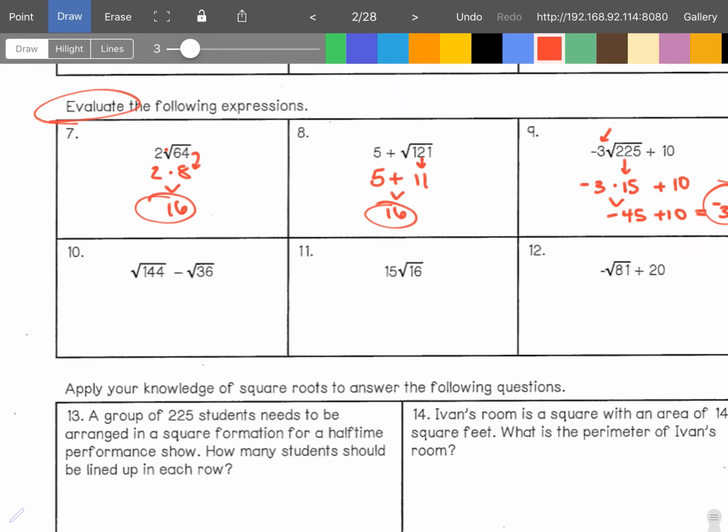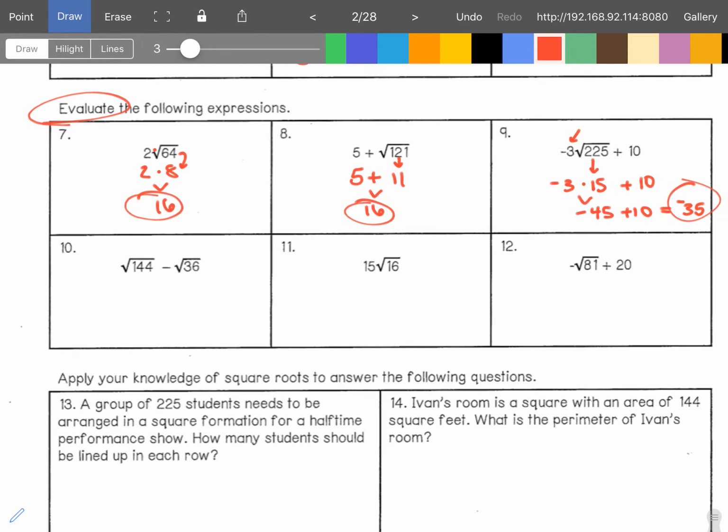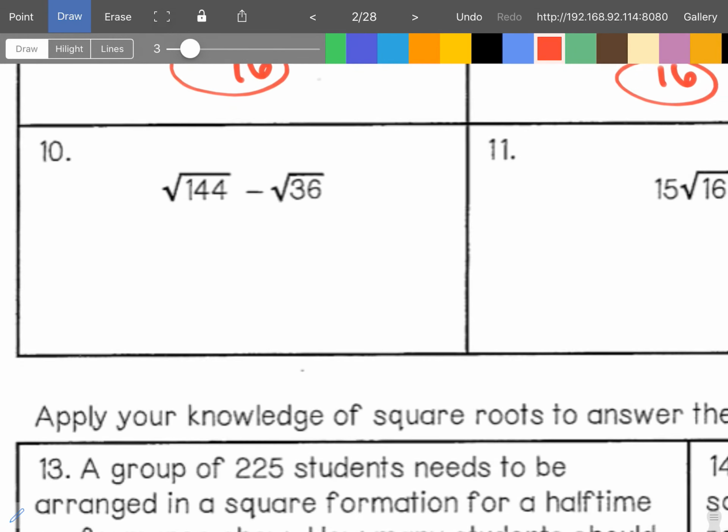I would love for you to pause this and see if you can do 10, 11, and 12 on your own, and then start it back up and see how you did. Okay, let's see how you did.